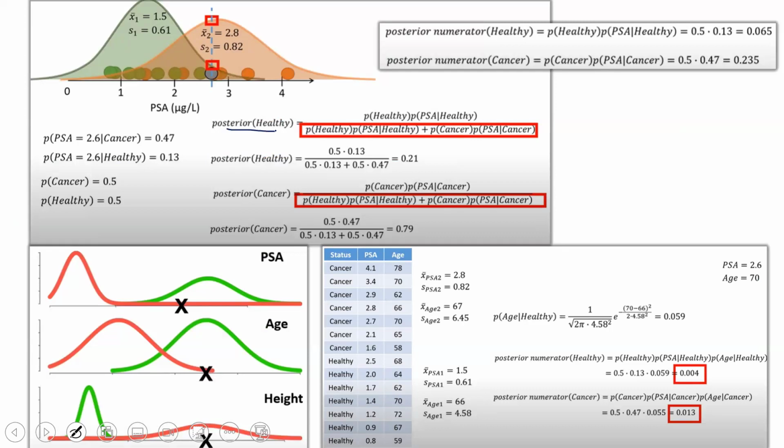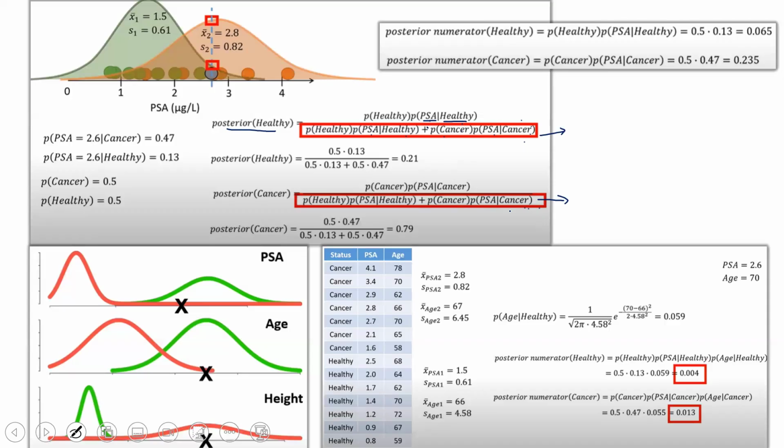We are doing the posterior probabilities, which is nothing but the probability of healthy given a PSA value, which is the dimension that we have, equals the probability of the PSA value given healthy times the probability of healthy, divided by the probability of PSA given healthy times probability of healthy plus the probability of PSA given cancer times probability of cancer. So both the classes we are summating. The denominators are the same for different classes and we can just ignore them. So what we can do is just consider the numerators.